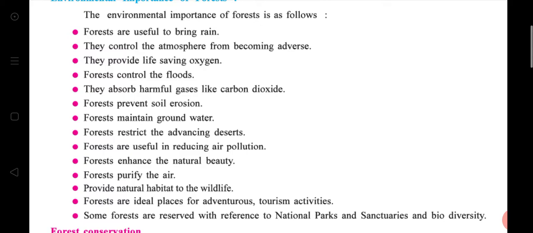And this type of topics we have been studying from the first, second standard. Then enhance the natural beauty, purify the air, natural habitat to wildlife, ideal places for adventurous tourism activities. See, students, nothing like explanation in this topic. Just read and learn because it is very easy to understand.